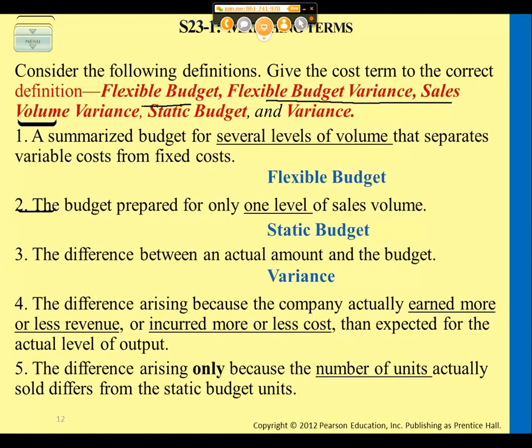The difference arising because the company actually earned more or less revenue or incurred more or less cost than expected for the actual level of output. Yes? Why is it flexible? Yes, that's right. And the difference arising only because the number of units actually sold differs from the static budget units.